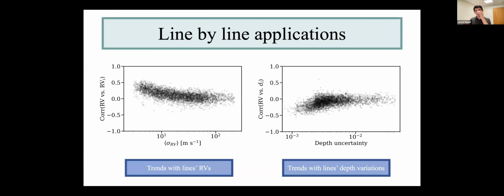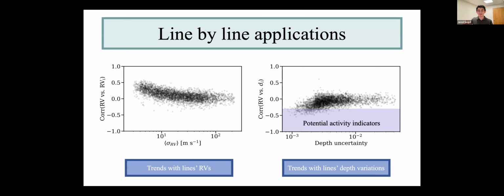So the plot on the right, the y-axis is now showing how correlated each line's individual depth variations are with the bulk activity signal. And then on the x-axis, we're plotting how accurately we were able to measure that line's depth variation. And you can see we might naively think we've just identified a large set of potential activity indicators. We've identified several dozen spectral lines where their depth variations are highly correlated with the activity signal of the star. This is the exact same thing that we're doing with something like calcium H and K.